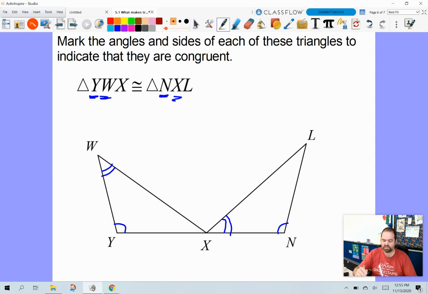And then if you notice, the X is in different positions in each triangle. So it's really important that you stay organized on these. X in the triangle on the left, that's this one, is going to match up with this one. So the angle X's weren't in the same position in each triangle. You really have to pay attention to the names. The names give you a lot of information.